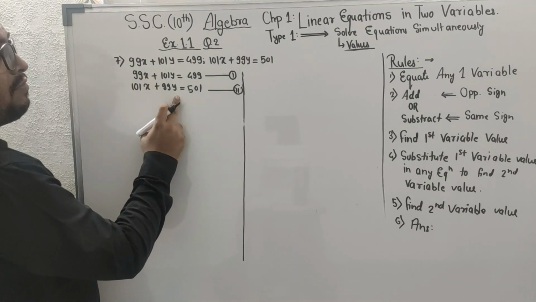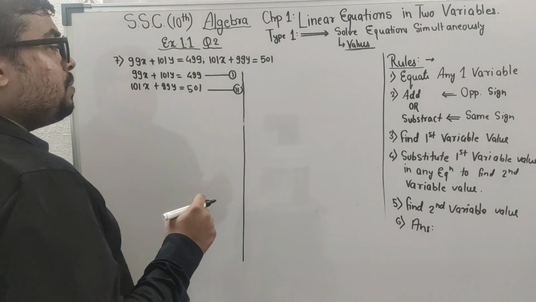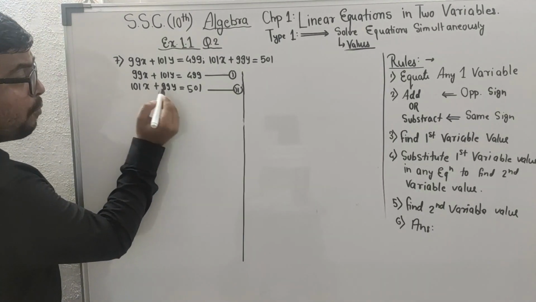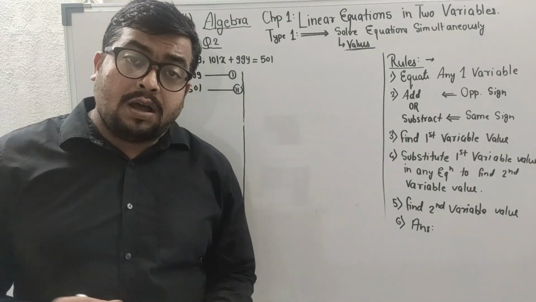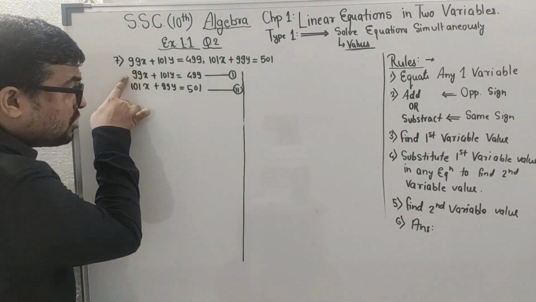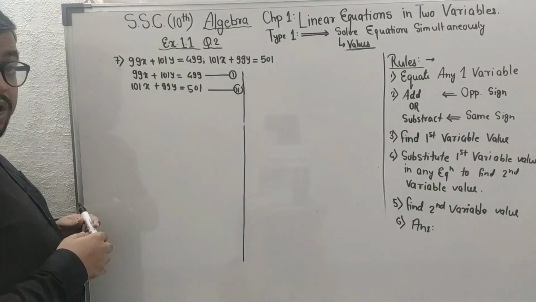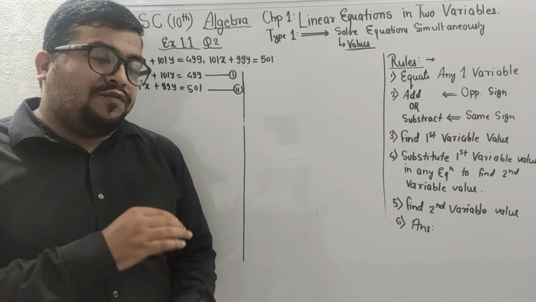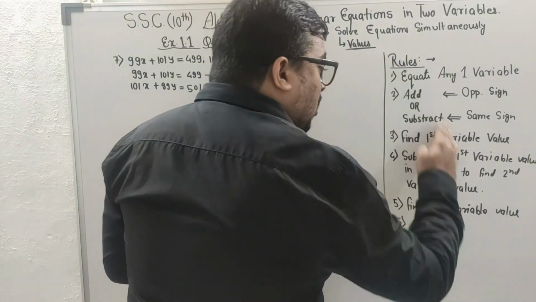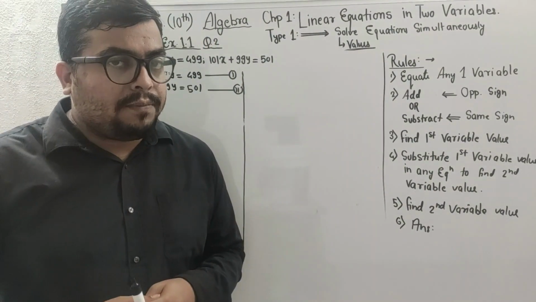99x plus 99y, 101y, 101x. Now please pay attention. The figures given here in x and in y are the same. That means the number that is in x here is in y there, in cross. The numbers are the same, and for this type this rule is not valid, students. You have to solve in a different manner.